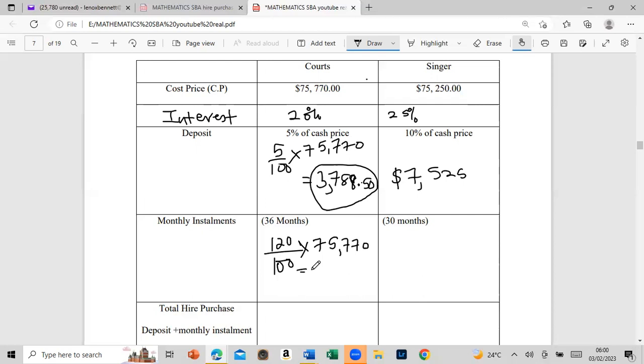So we have 120 divided by 100 times 75,770. So in total, for the hire purchase, you're paying 90,924. Alright, and for Singer, you'll be paying 125, because it's going to increase by 25%. You can just put that over 100 and times it by this total here, which is 75,250.